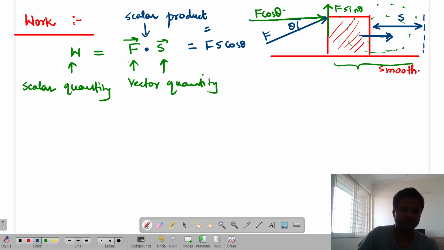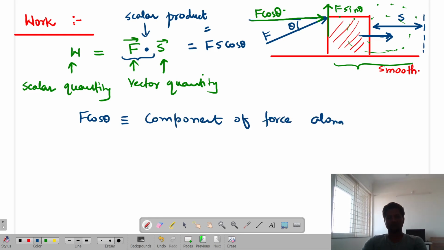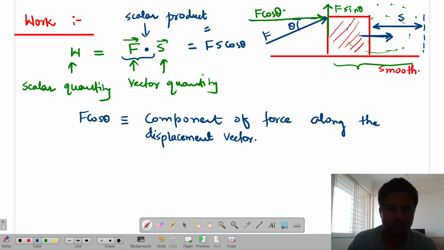Basically, this term F cos theta is the component of force along the displacement. Is that clear or not?